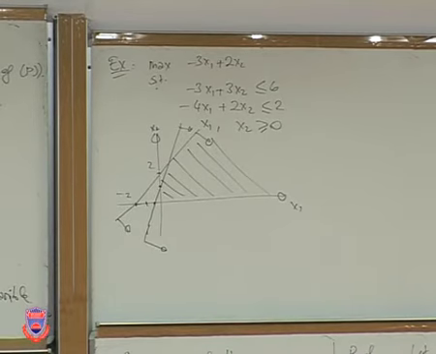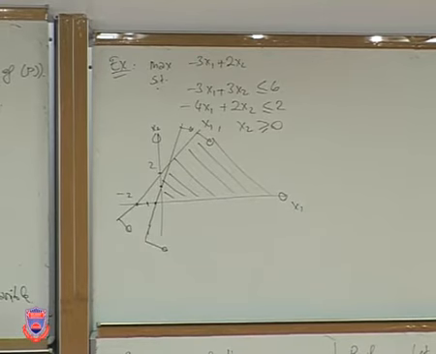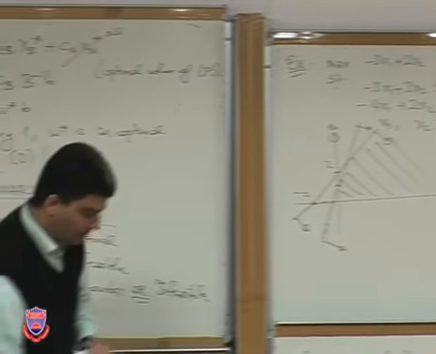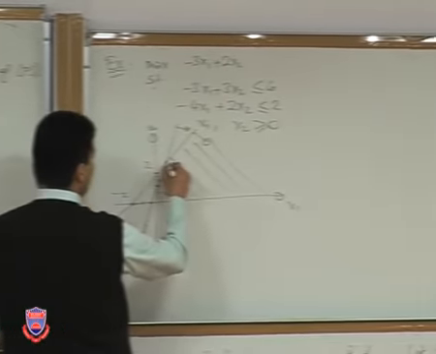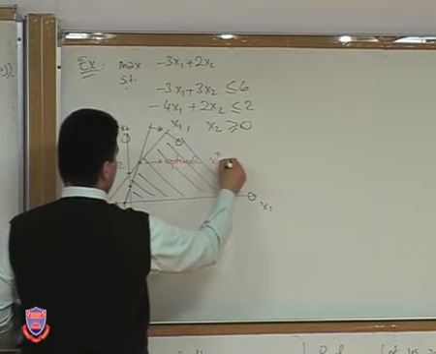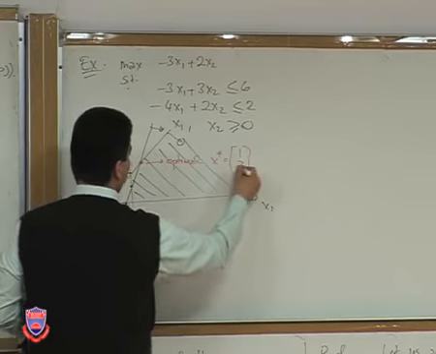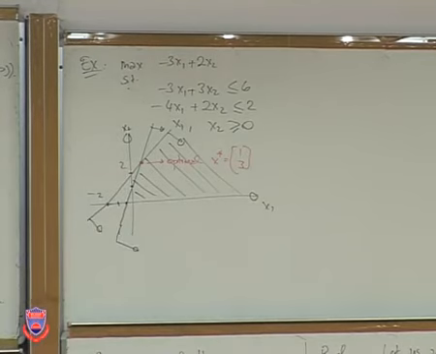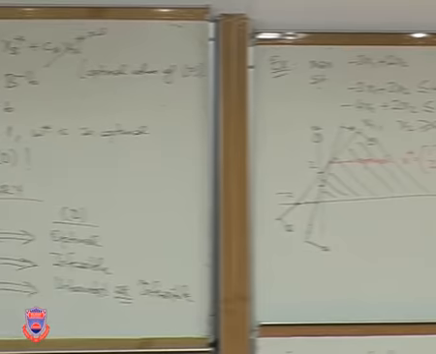Okay? And then you can draw the sort of isoprofit line. I'm not going to do that, but you can show that this is the optimal solution. And the optimal solution is given by 1 and 3. Okay, it's given by the intersection of the lines corresponding to these two constraints. And the coordinates of the intersection point is given by 1 and 3. Okay?